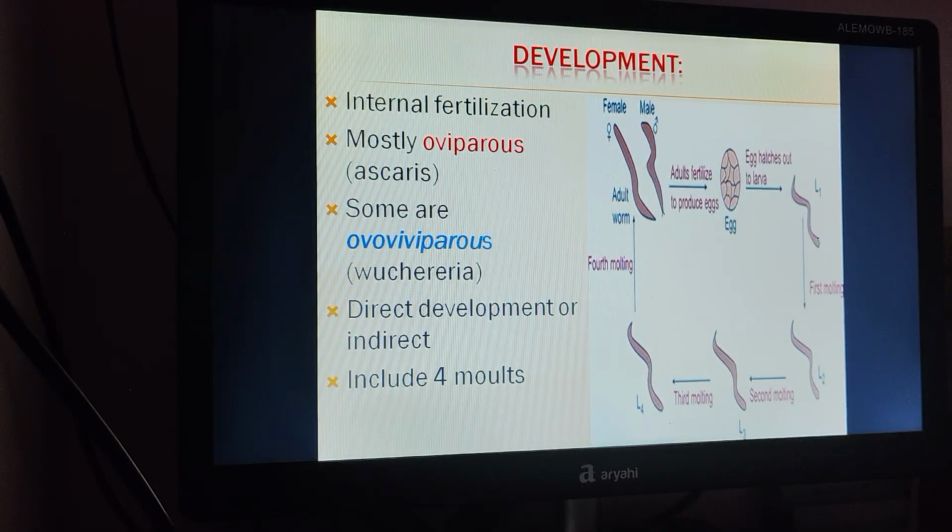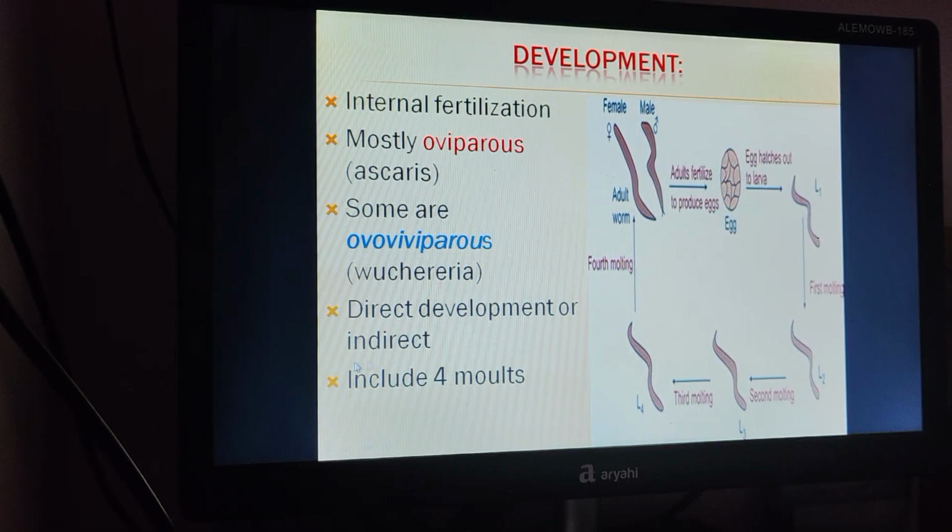After reproduction, development: if you see internal fertilization, fusion of male and female gametes takes place in the body of the female. Most of them are oviparous. Ascaris is the example. Oviparous means they lay eggs, and from the eggs the new one takes birth. So these worms give birth to their young ones by laying eggs.